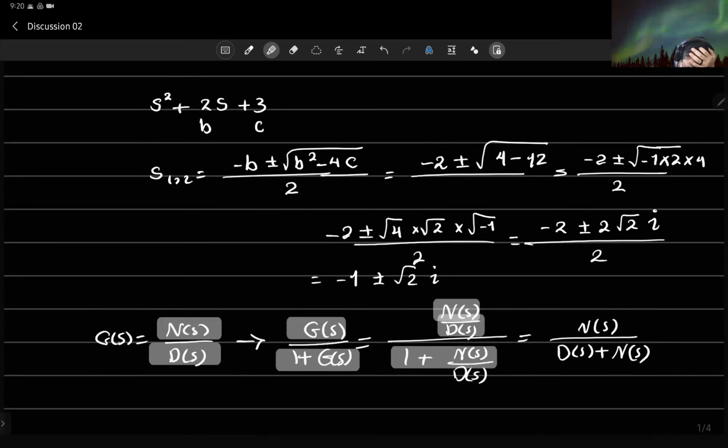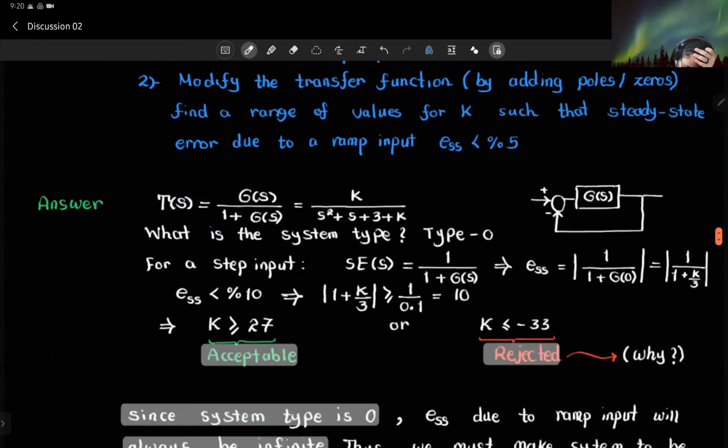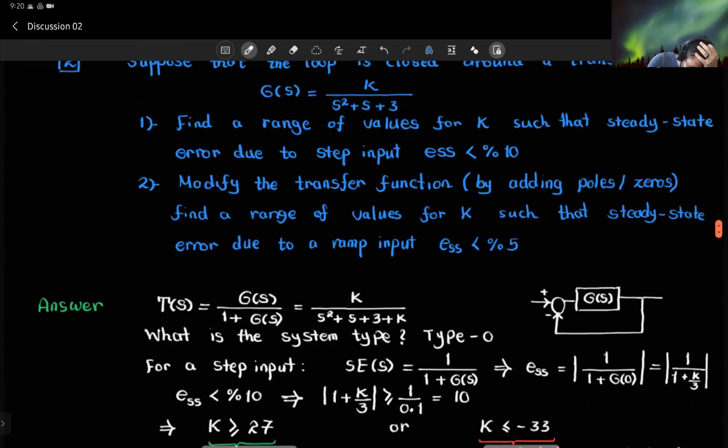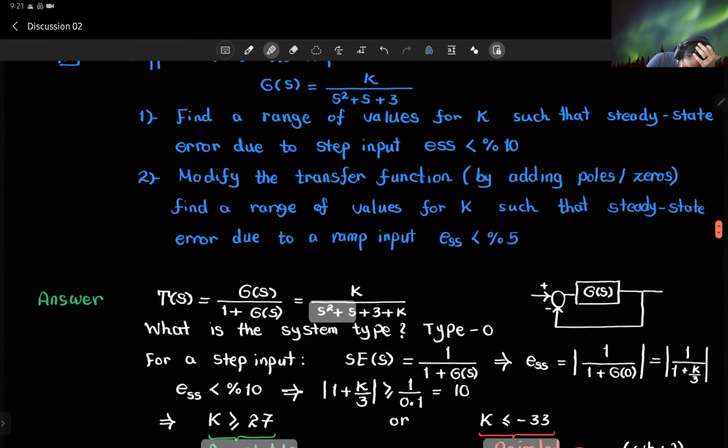And N of s in our case was K, and D of s was just s squared plus s plus 3, right? So this is what we got here in this expression.